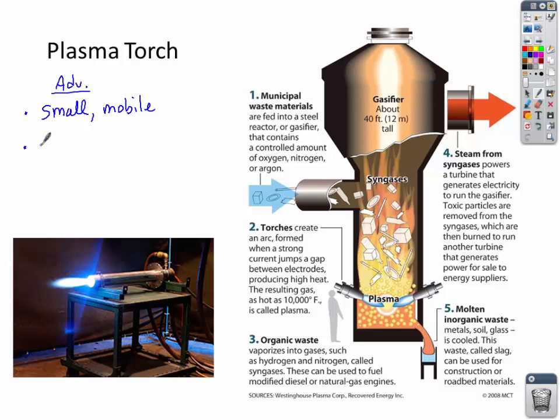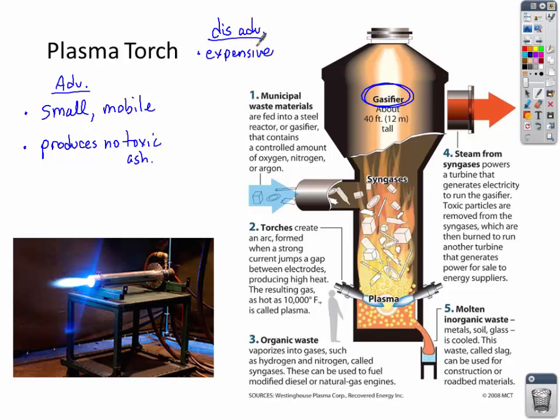hazardous waste. It also produces no toxic ash. That's different from a regular incinerator, which does produce toxic fly ash. A plasma torch does not. Through the process of gasification, it literally vaporizes everything. Alright, there are a couple of disadvantages, and the one big one is that it's super expensive.